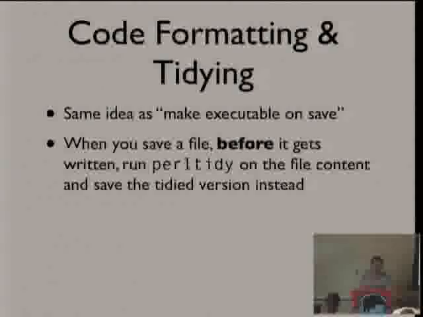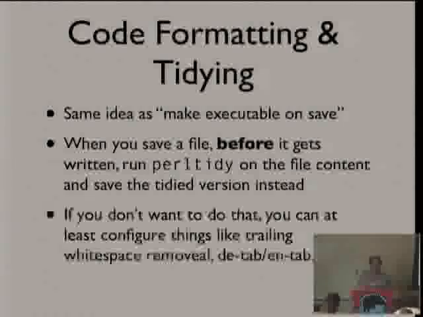Code formatting and tidying. Same idea here as make executable and save. You're going to hook into the save method in your editor, and then before you save your file, you run Perl tidy on it and save the output of Perl tidy instead of saving the file. Keep your saved files tidy all the time. If you don't want to do that, maybe Perl tidy's too much. Both Vim and Emacs have settings where you can do things like automatically delete trailing white space. Please turn this on, everybody. I'm really tired of seeing little red squares in Git.